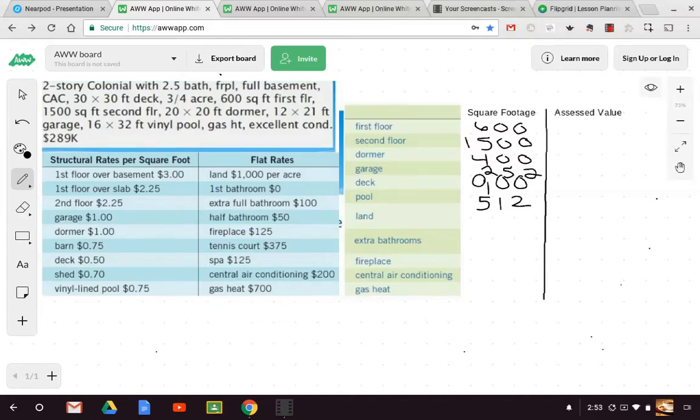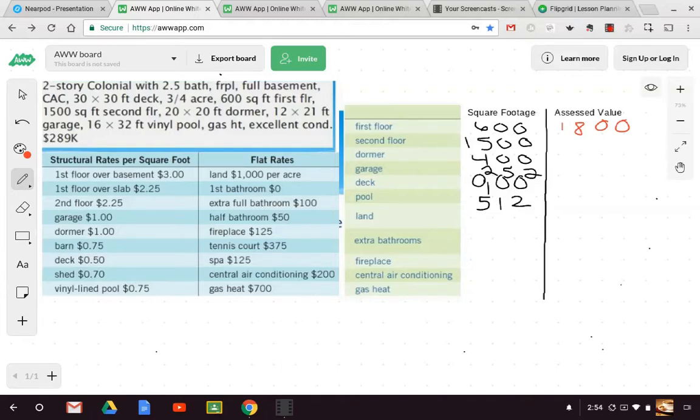So next we're going to multiply them by the values given of how much they cost to get their assessed value. Starting off with the first one, our first floor has 600 square feet, and it says that any first floor over the basement is $3 a square foot, and a first floor slab is $225. But it tells us up in the description here that we have a full basement. So that means we're going to be fully over that first floor. It's going to be covering the whole basement over that first floor. So that's going to be 600 square feet times $3, which gives me $1,800 for our assessed value of our first floor.